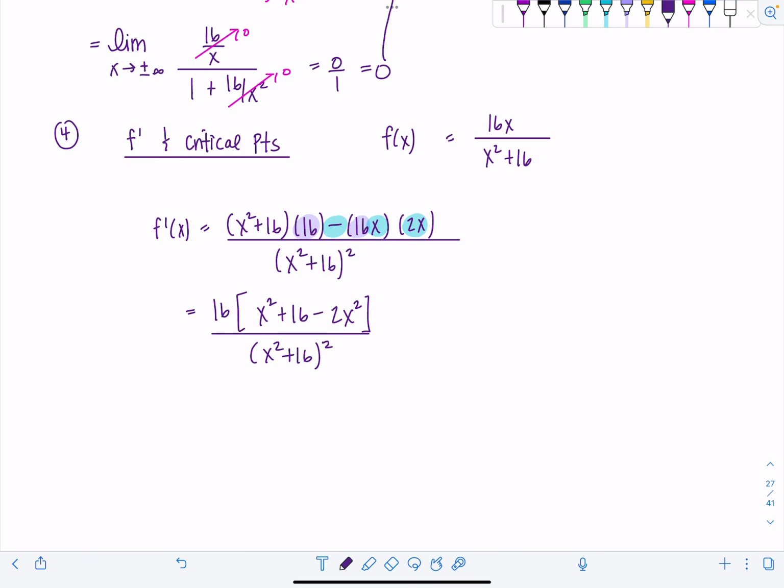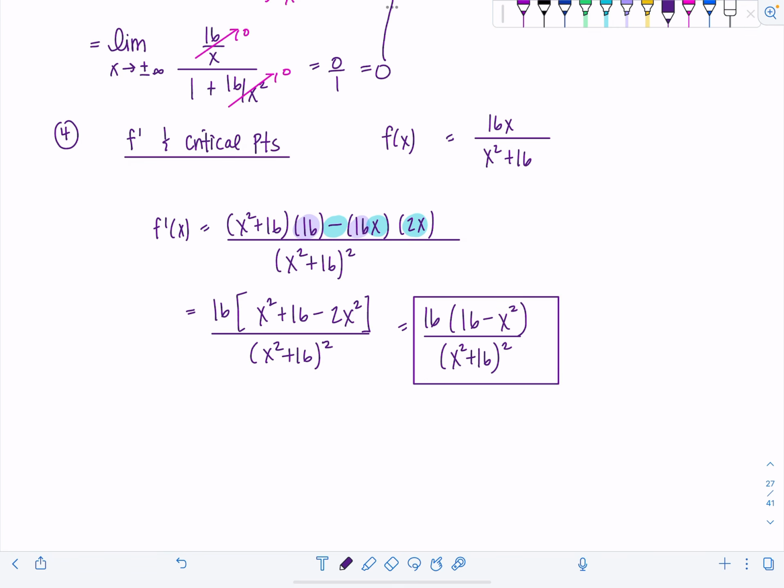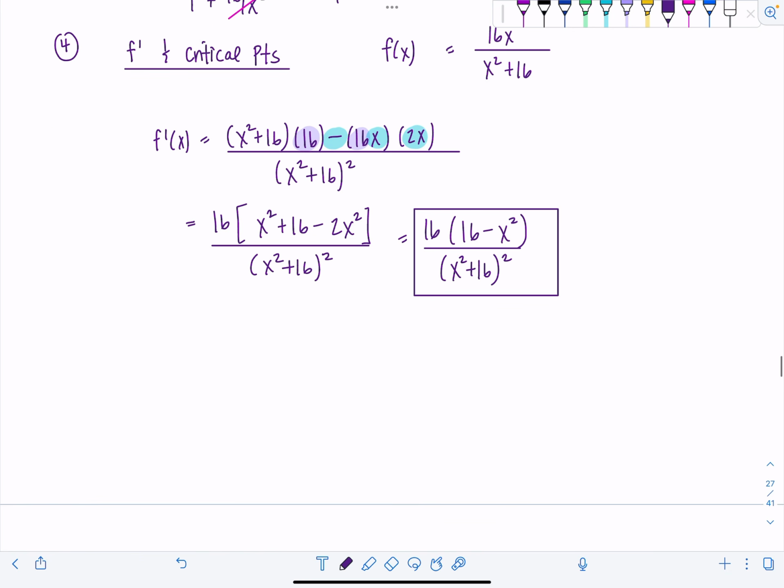Oh, how snazzy. And then I can combine some like terms in the numerator. So I've got 16 times (16 minus x squared) over (x squared plus 16) squared. Good. There's my derivative. So critical points, where do they come from? Or critical values? Where the derivative equals 0. So that would mean the numerator is 0, right?